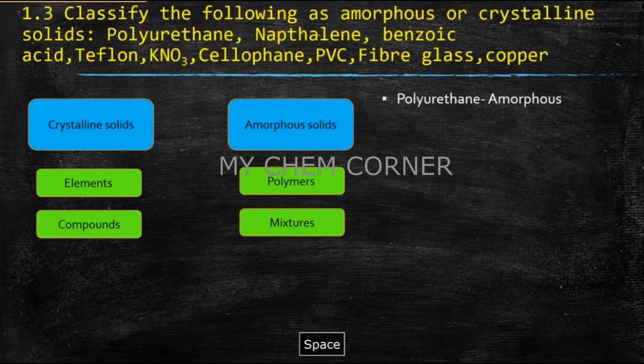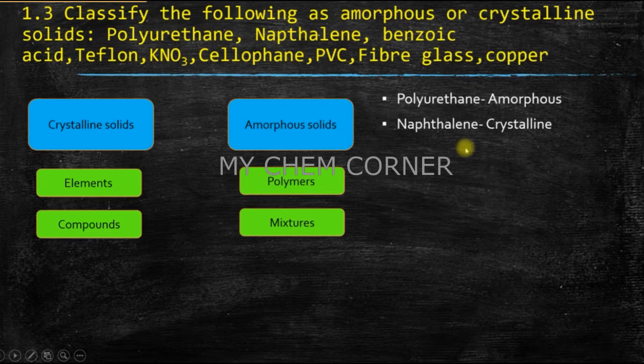When you're looking at polyurethane, the term poly itself means the compound is a polymer. So if it's a polymer, then it has to be an amorphous solid. Now the next one is naphthalene. Naphthalene is an aromatic compound, so it has to be crystalline. Next is benzoic acid. Again, these are all salts that are there in our lab itself. Therefore, they are crystalline in nature. They are compounds. Then we have Teflon. We all know these are polymers, they're all plastics. So these come under amorphous substances.